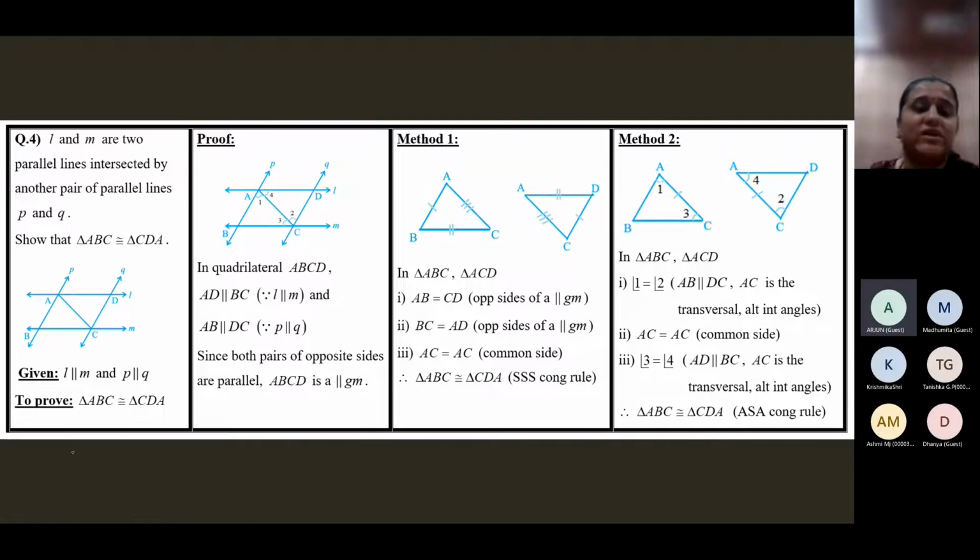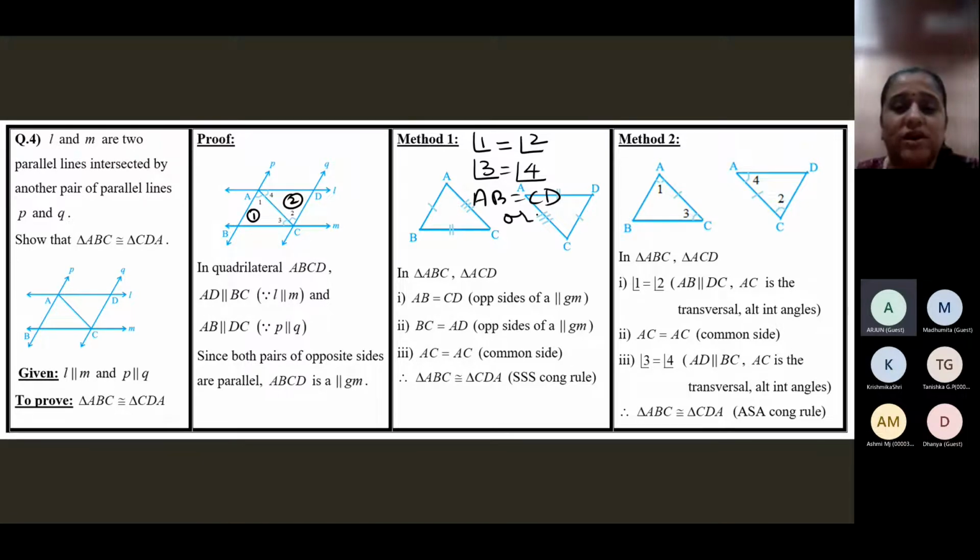Very good. So what Madhumita said was angle 1 of the first triangle is equal to angle 2 of the second triangle. Angle 3 of the first triangle is equal to angle 4 of the second triangle. Alternate interior angles are equal. The included side is AC. Don't write AC. Then write AB. AB of the first triangle is equal to CD of the second triangle. Opposite sides of a parallelogram are equal.